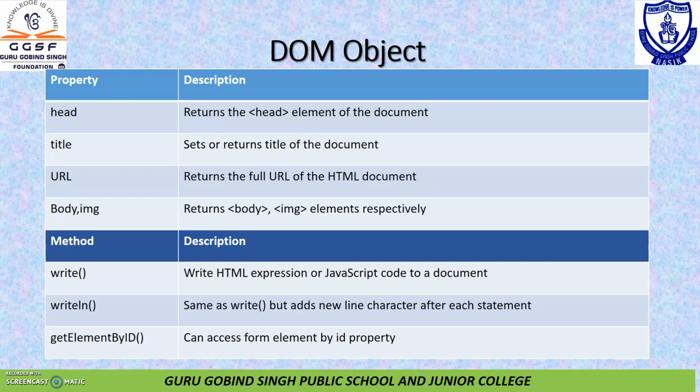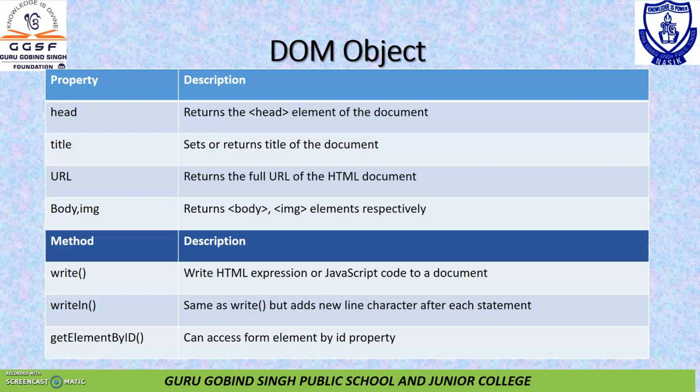So what are writeln and getElementById? These are the methods. Just like in the car, for the car object we were having stop, car dot stop, car dot drive, car dot start, like that. For the document object, writeln, getElementById.